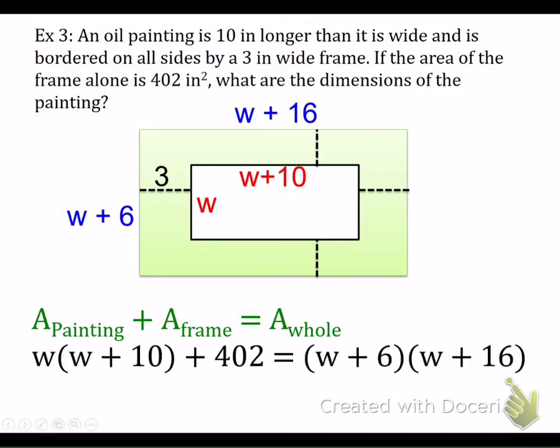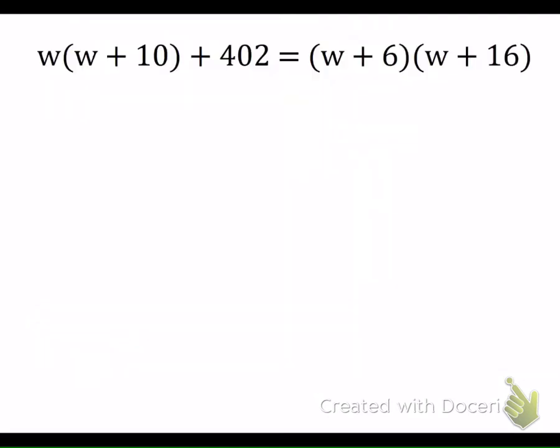So all of what we just talked about is going to make our equation that we have to solve. Once again, the area of the painting, the smaller rectangle, W times W plus 10, plus the green area, the area of the frame, which was given to me in the directions, will give me the area of the whole thing, which is W plus 6 times W plus 16. All right, here is the equation that we are going to solve.